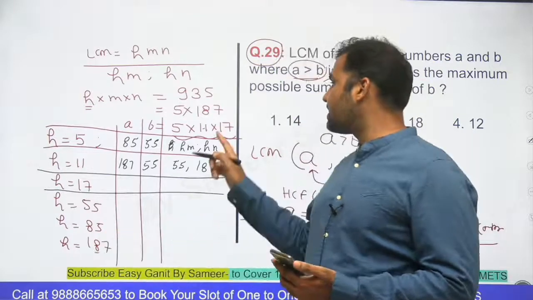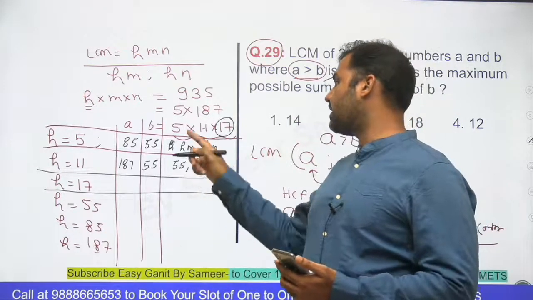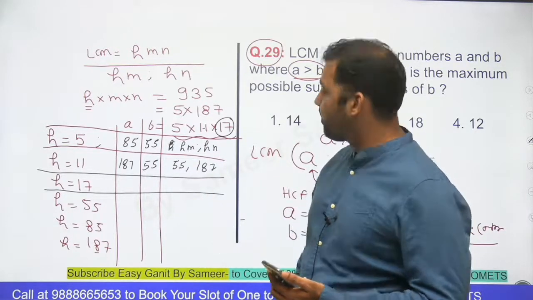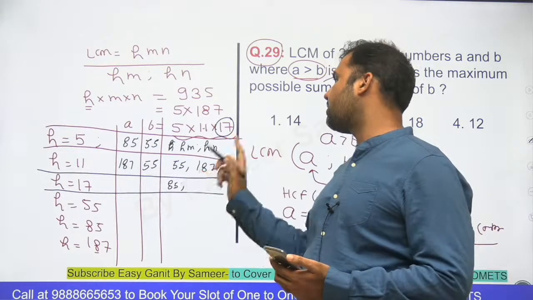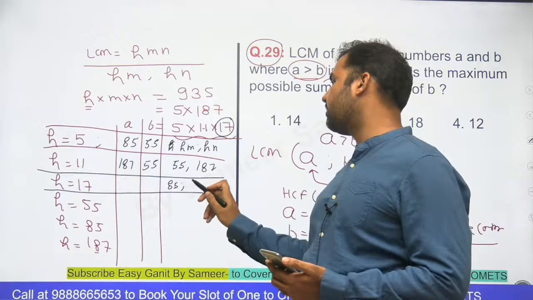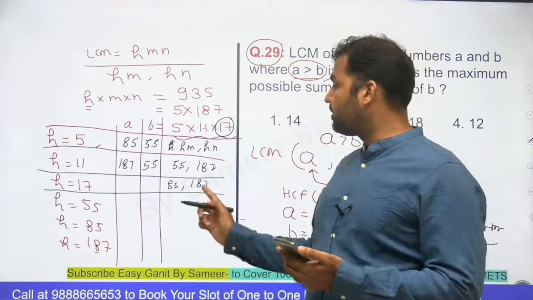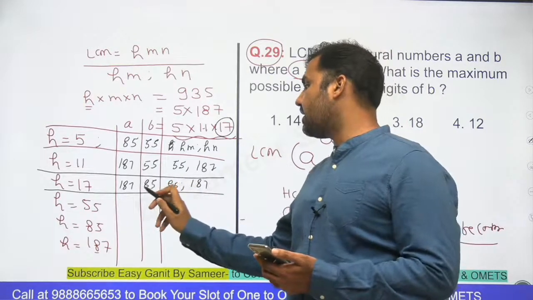If I take h as 17 बच्चों, अगर मैंने HCF को 17 लिया तो numbers HM और HN क्या बनेंगे? 17 into 5, एक नंबर बनेगा बच्चों. One of the number would be 85 and one of the number would be 17 into 11, 187. Am I right or wrong? 85 and 187. ये ठीक है बच्चों. So because a greater than b है तो ये 187 बनेगा और ये 85 बनेगा.